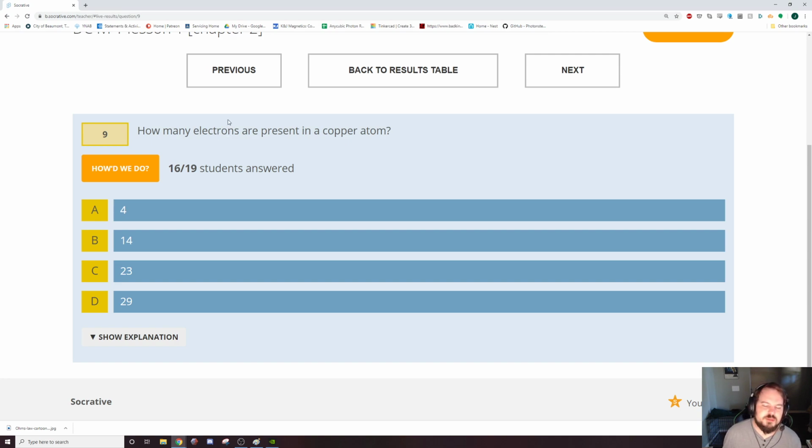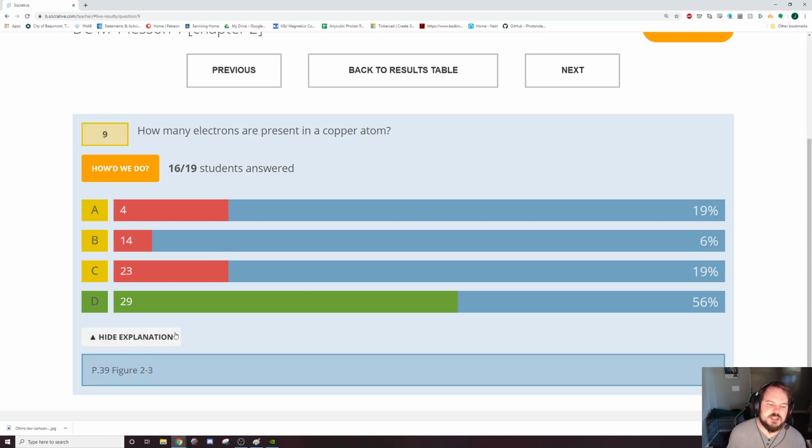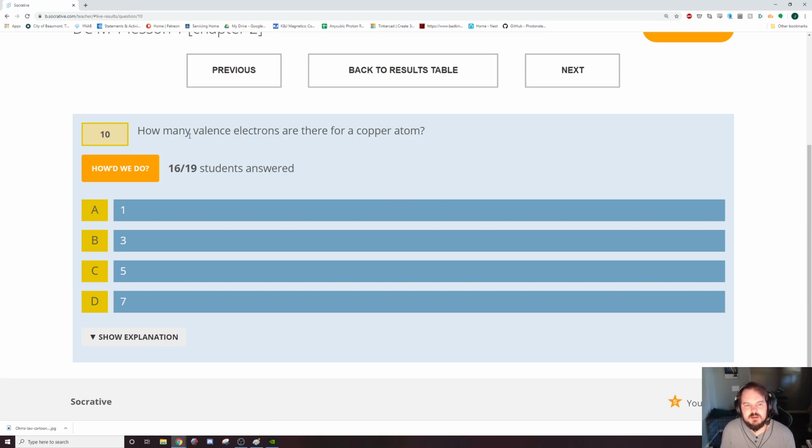How many electrons are present in a copper atom? 29. So this is in your book, your DC theory book, unless your wife hid it. It's on page 39 in figure 2-3. How many valence electrons are there? A copper atom has one valence electron. This should be right about the same spot in your DC theory book.